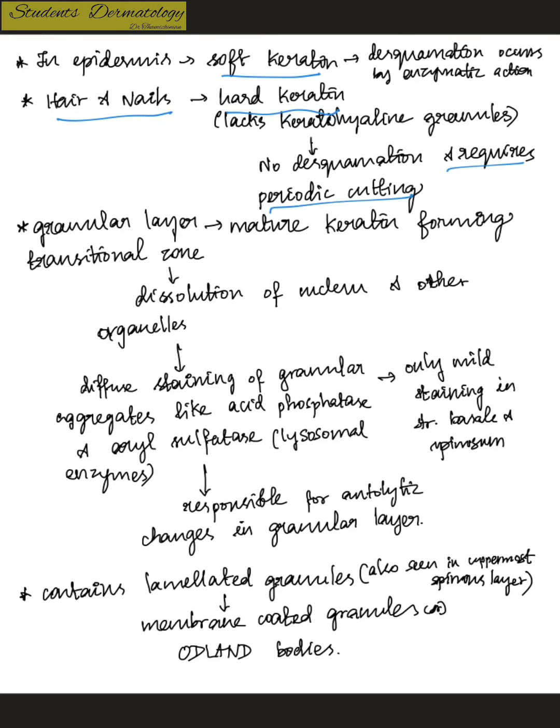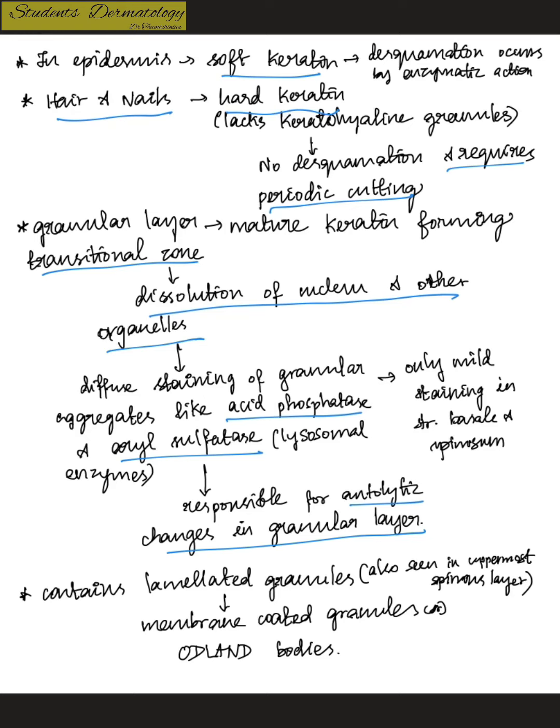So in this granular layer, there will be mature keratin forming the transitional zone. Why is it called the transitional zone? Because in this layer there will be dissolution of the nucleus and other organelles before forming the stratum corneum. This dissolution of the nucleus and other organelles takes place with the help of lysosomal enzymes, acid phosphatase and aryl sulfatase, because they are responsible for the autolytic changes in the granular layer.